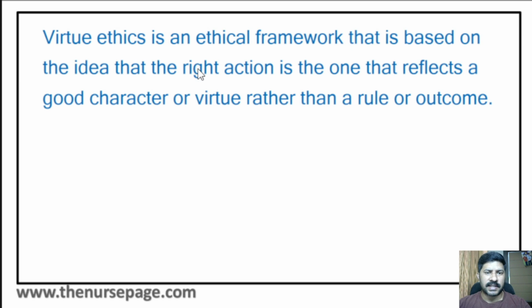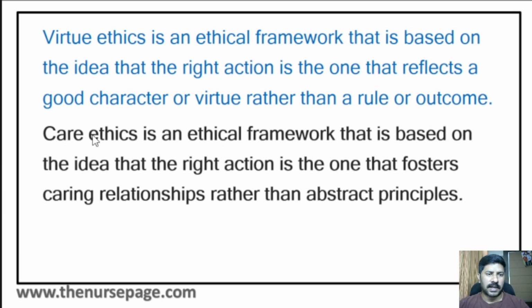Then virtue ethics is another ethical framework that is based on the idea that the right action is the one that reflects a good character or virtue rather than a rule or outcome. Then the fourth option was care ethics. It is also an ethical framework that is based on the idea that the right action is the one that fosters caring relationships rather than abstract principles. So care ethics will mainly focus on sympathy, empathy, and so on. Virtue ethics focuses on the intention of the work, not on rule or outcome.